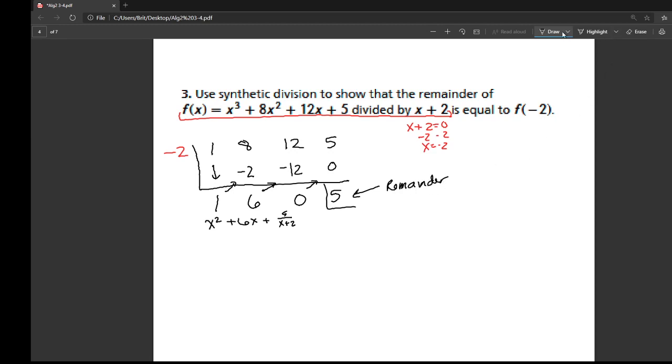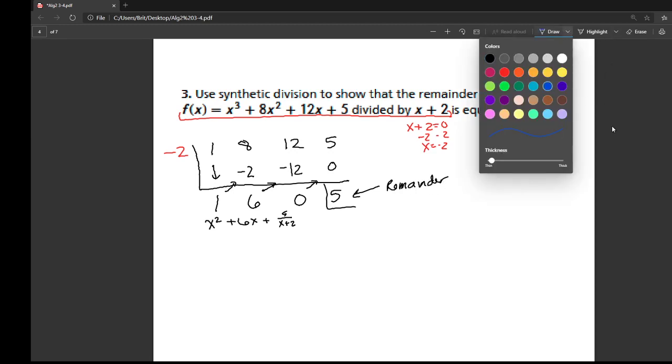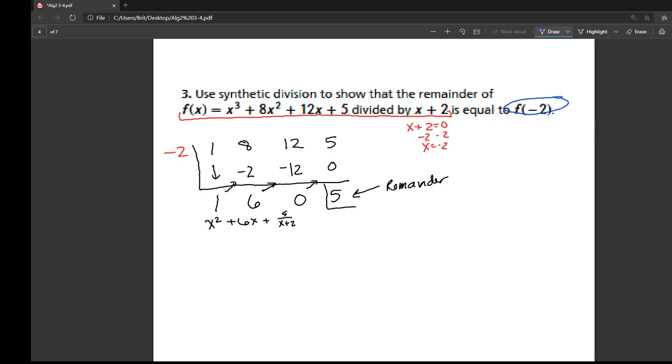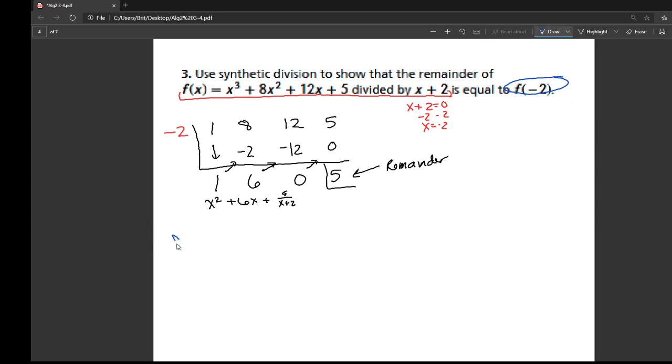Alright, now let's switch gears a little bit. Now let's do f of negative 2. So I'm going to plug negative 2 into the function.